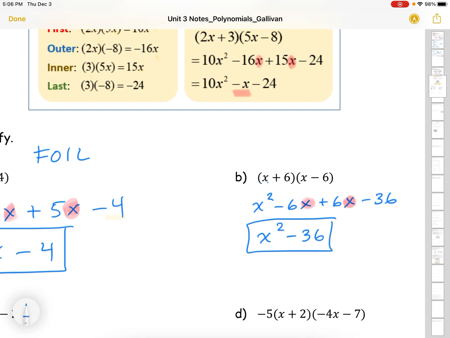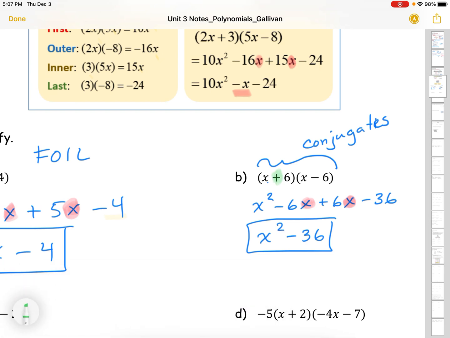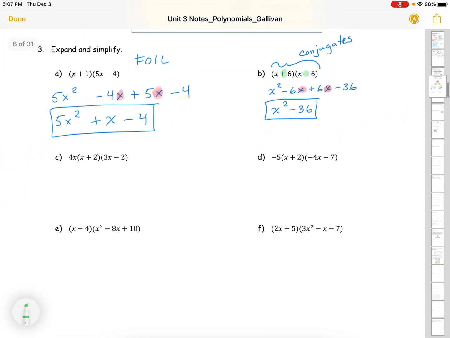This is actually a special kind of trinomial. These are called conjugates because they are the same terms, but one is a negative sign and one is a positive sign. Okay? So they're conjugates. It's a special word, and we'll talk about that more later when we do factoring.